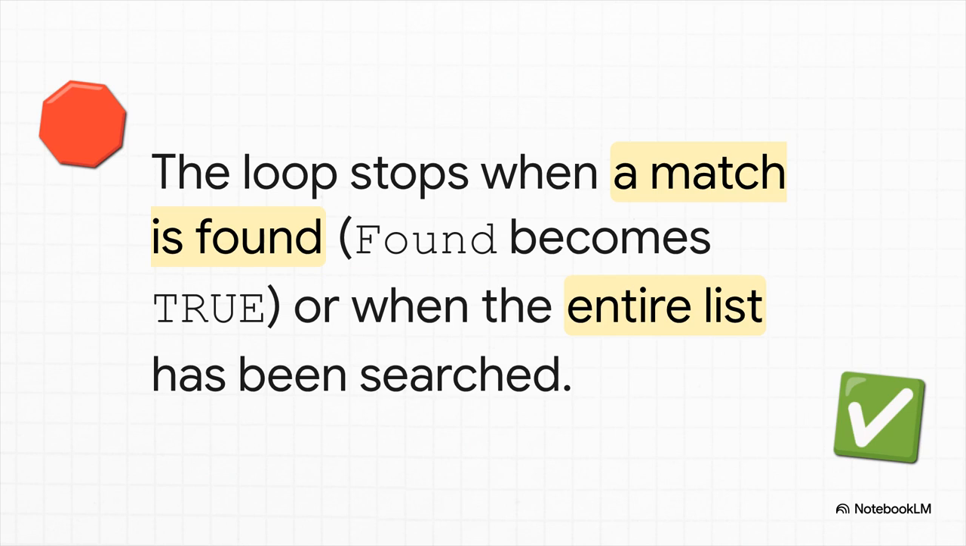And here is the really smart part of this recipe. The loop is set up to stop as soon as one of two things happens. Either we find what we're looking for, or we run out of names on the list. I mean, why would you waste energy checking the rest of the list if you've already found what you came for? It's really simple, but it's also incredibly efficient.